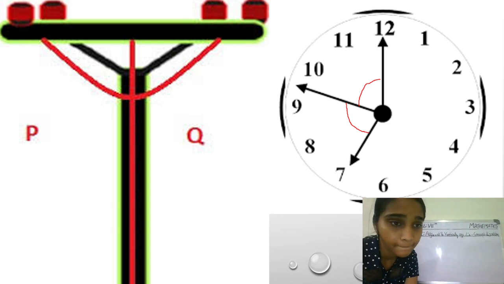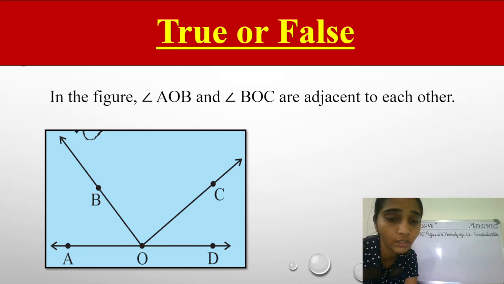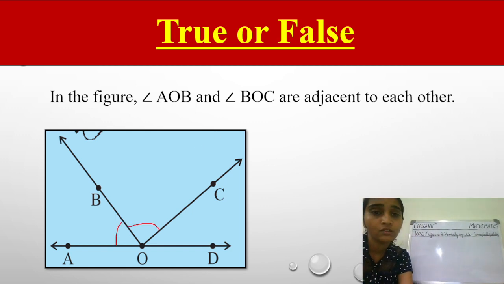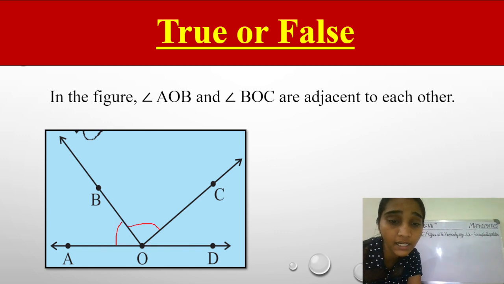Okay, very good. So now students, it's your time to answer true or false. In the figure given, angle AOB, which is this one, and angle BOC are adjacent to each other. We have to consider this statement as true or false, students. So you can take your time and punch in your responses. Meanwhile, I will just mark the angles for you. You can also draw it in your notebooks. Yes. So are these two angles, angle AOB and BOC, adjacent?